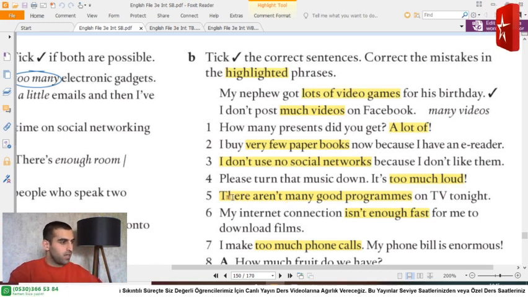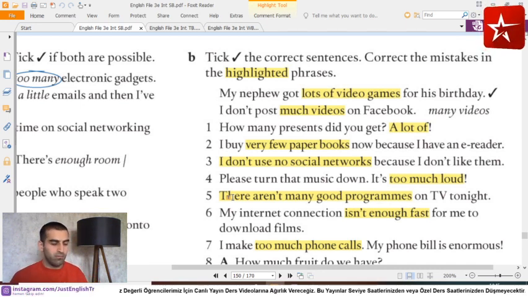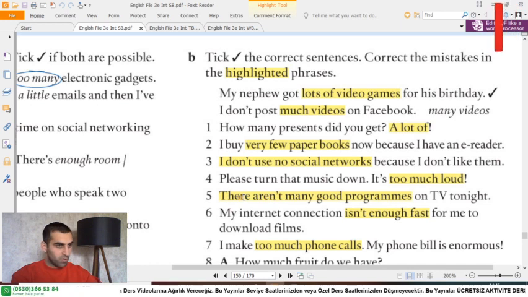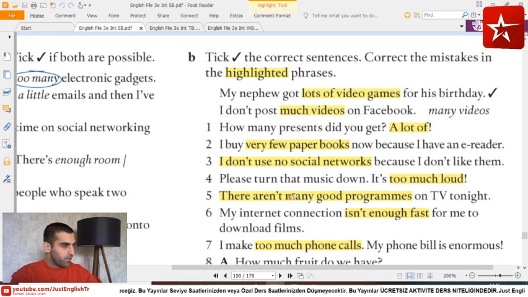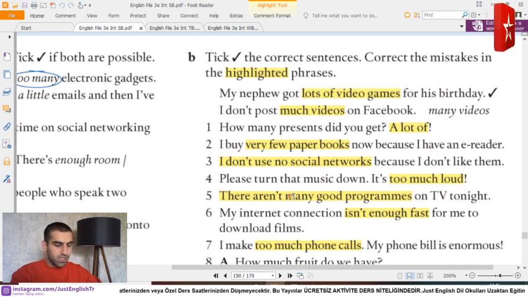Okay, and after number 5, we will have a short break, maximum 10 or 15 minutes. We will continue with the second part. But I'm waiting for your answers for number 5. Melis says it is false. I think false. Elif says, Hussein says false. Any good programs? Jasmine says true.